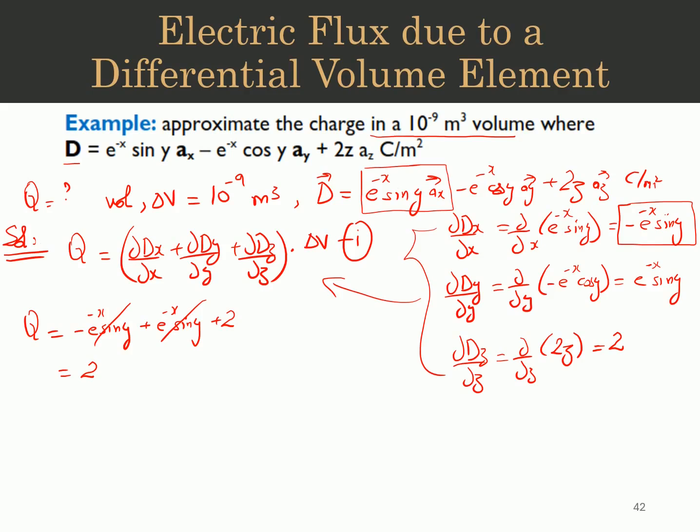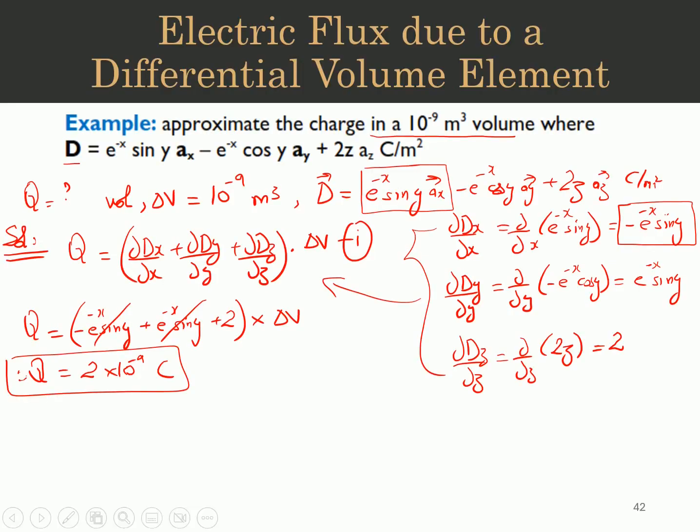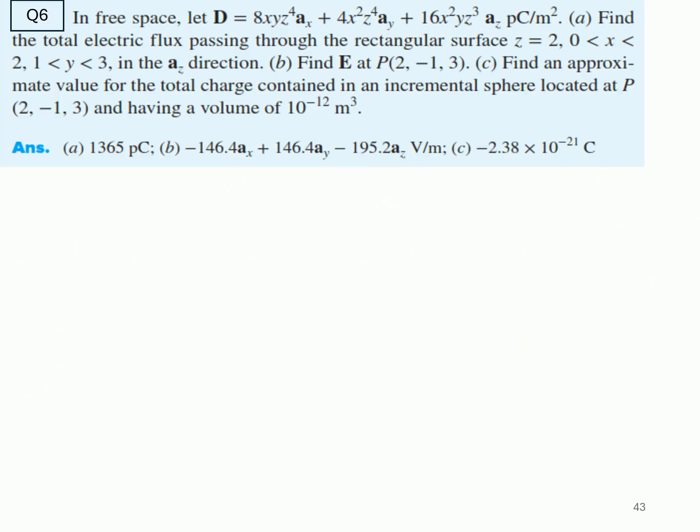But we missed one thing, that is the value of delta V. So we multiply it by delta V, where delta V is 10 raised to the power minus 9, giving the charge in coulombs. So this is the charge that we are getting for this problem. Again, this is applying the partial derivative to the matter. Let us look at another example and see what we can do further with partial derivatives.